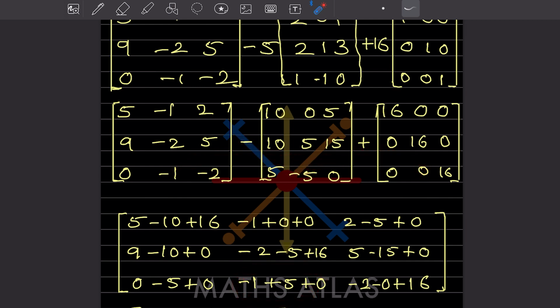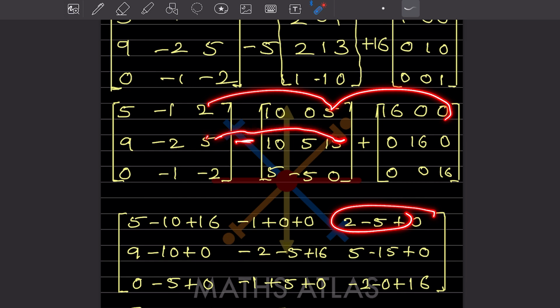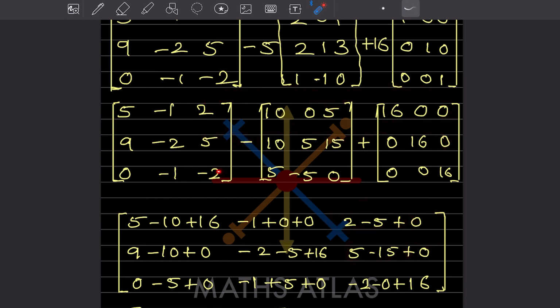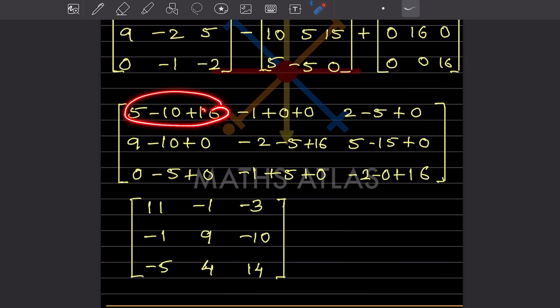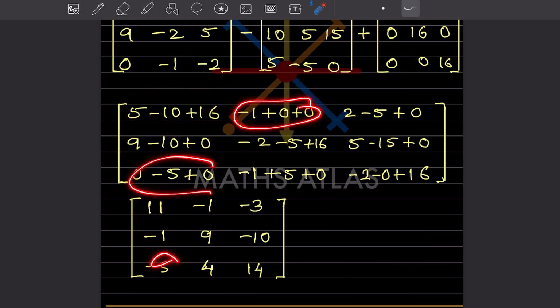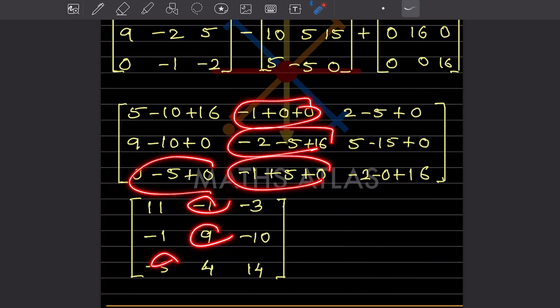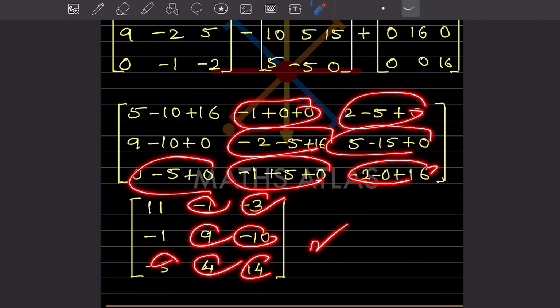Now we will go for the third one. That will be 2 minus 5 and 0. 2 minus 5 because this is minus. Then 5 minus 15 and 0. And here see here minus 2, and this will be 0 and 16. So minus 2, minus 0 and 16. So when you add this all, you will get 11. So this is the answer.